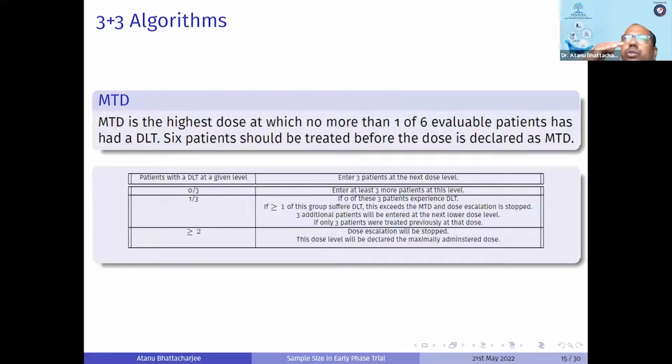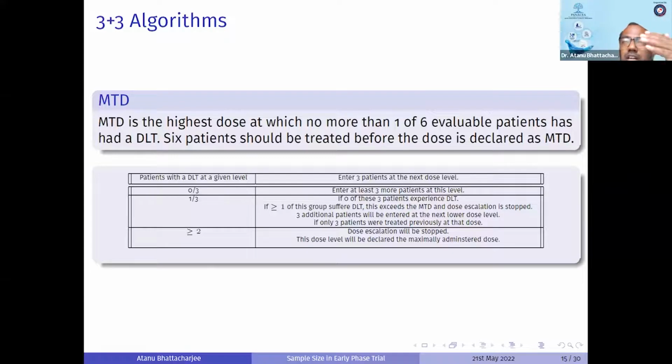So let's say we started with 220 mg. Now we consider only the 3 patients and find out that of 3, none of them has toxicity. Then we can go for the 50 mg dose regime, because we are going for a 1-step mode. So if at the next step 0 of these patients experience DLT, then that is fine, good, we can go for the next level.